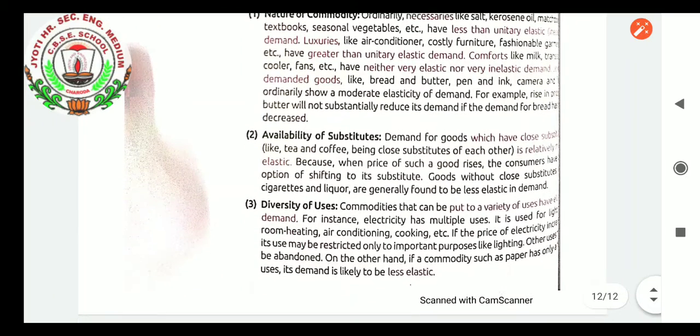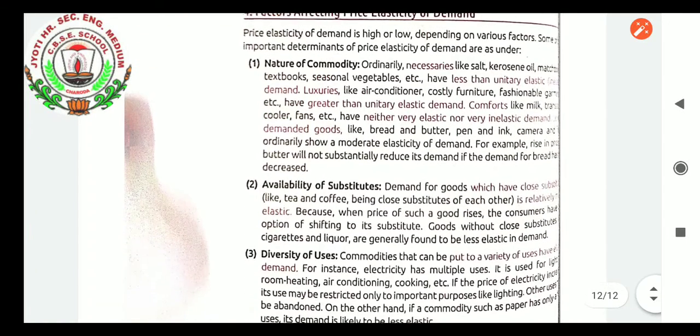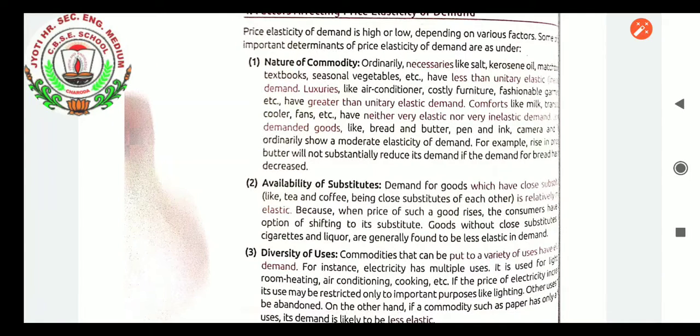Factors affecting price elasticity of demand. Price elasticity of demand is high or low depending on various factors. Some of them are as follows. Nature of commodity. Ordinary necessities like salt, kerosene oil, matchbox, textbooks, seasonal vegetables, etc. have less than unitary elasticity, ED less than 1. Luxuries like air conditioners, costly furniture, fashionable garments, etc. have elasticity greater than 1. Comforts like milk, transport, coolers, fans, etc. have neither very elastic nor very inelastic demand.